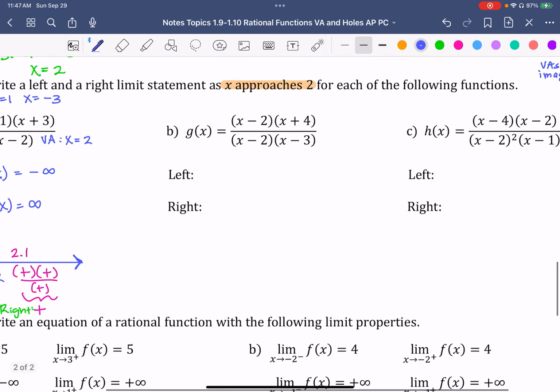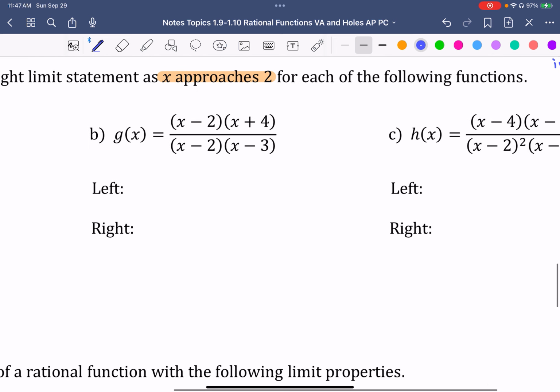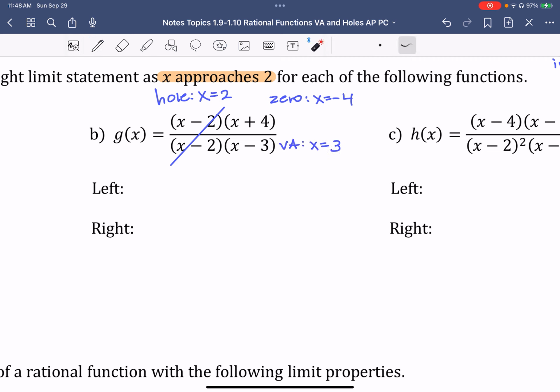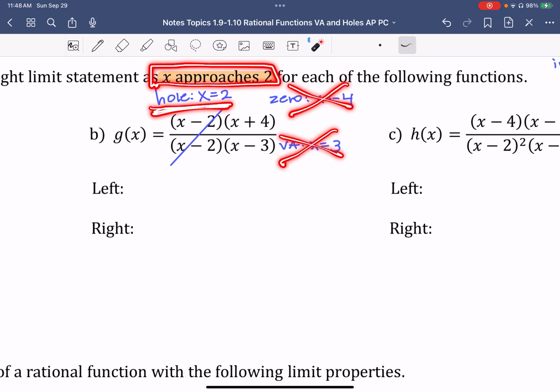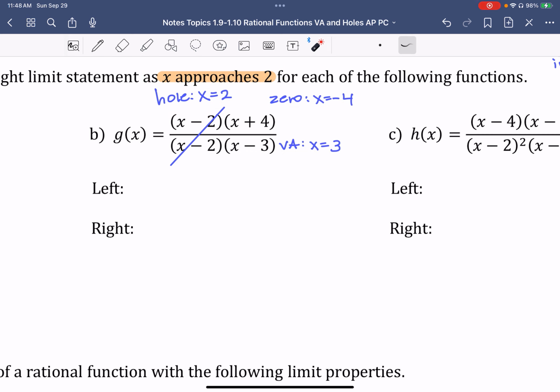Now, let's go on to the next problem. Now, in this problem, I do see a hole because these two factors cancel out. So I know that I have a hole at x equals 2. I know that I have a 0 at x equals negative 4 and a vertical asymptote at x equals 3. Again, the question was as x approaches 2. The only one that gives me 2 is the hole. I'm not going to use the 0 or the vertical asymptote because they don't answer the question.